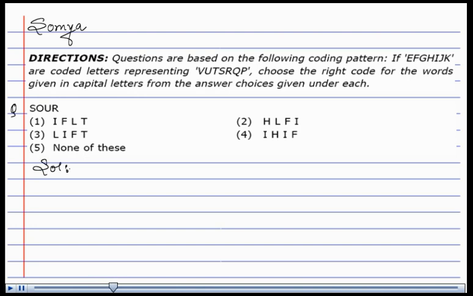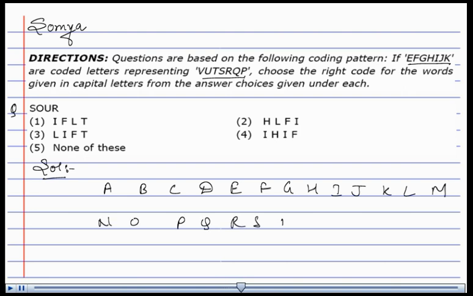Solution. In the previous question, we have explained that if the coded pattern is given in the direction from left to right, then the coded letters would be from right to left. So, let's make out the alphabets once again. Now, for the word SAR.